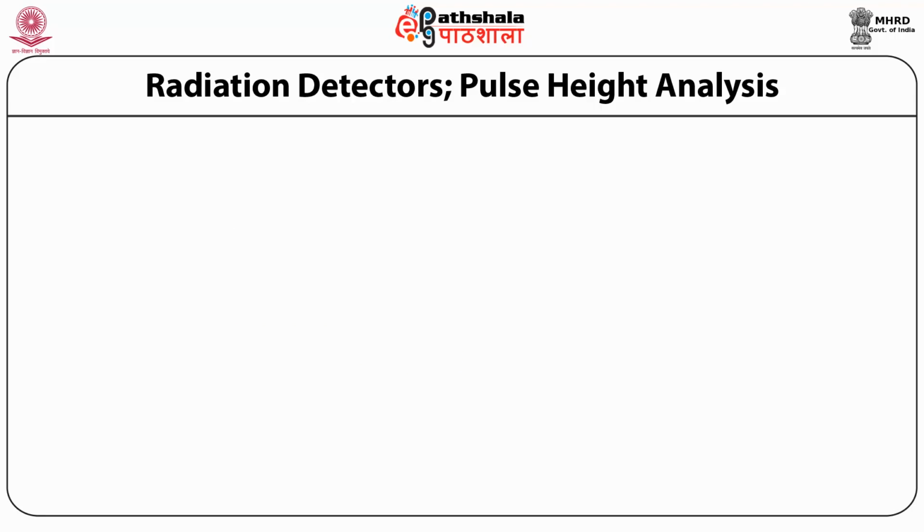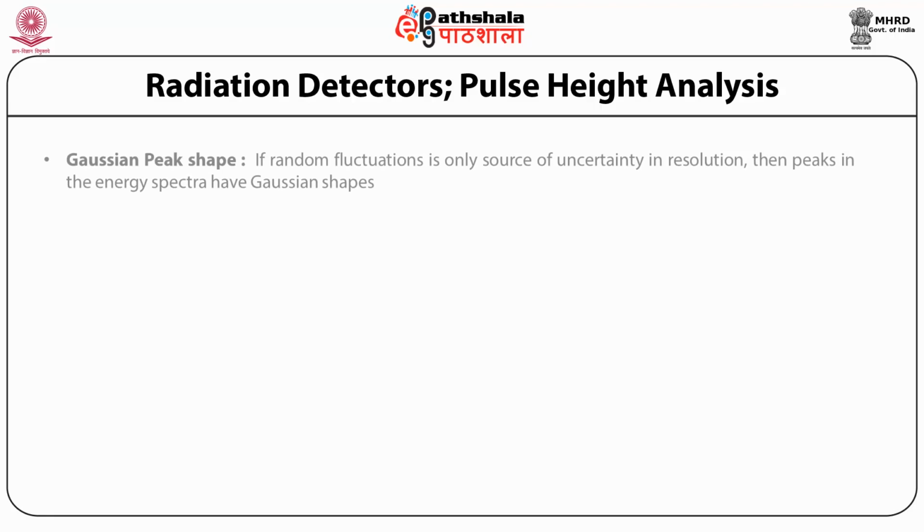Radiation detectors pulse height analysis. So, we see that in the gamma energy spectrum, the gamma peaks follow the Gaussian distribution. The gamma peaks are of Gaussian shape. If random fluctuation is the only source of uncertainty in resolution, then peaks in the energy spectra have Gaussian shapes. This statement shows the conditions under which the gamma energy peaks in the spectrum will show the Gaussian kind of distribution. What is that condition?